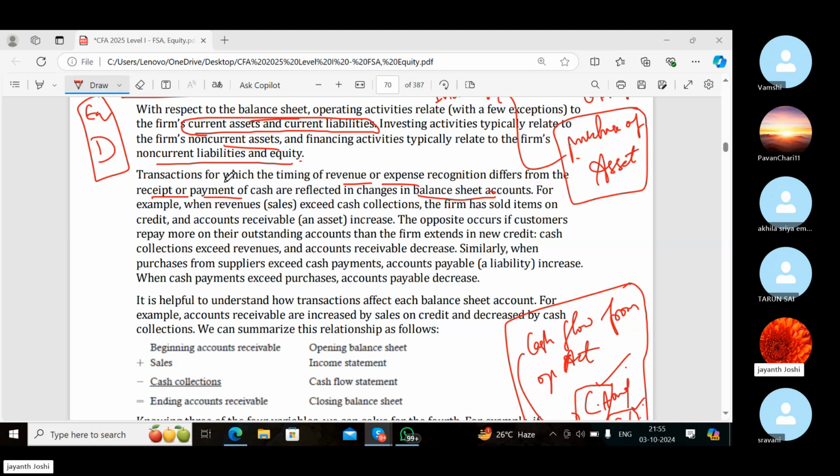So I was speaking of transactions for which the timing of revenue or expense recognition differs from receipt or payment. See, it's very simple. Let's say I speak about salaries. Let's say I have to pay salaries to my employees for the entire year. I made the payment to my employees for 10 months. So salaries, I would record 1 lakh 10,000 as my employee salary. I need to pay how much to them? 1 lakh 20 for the entire year.